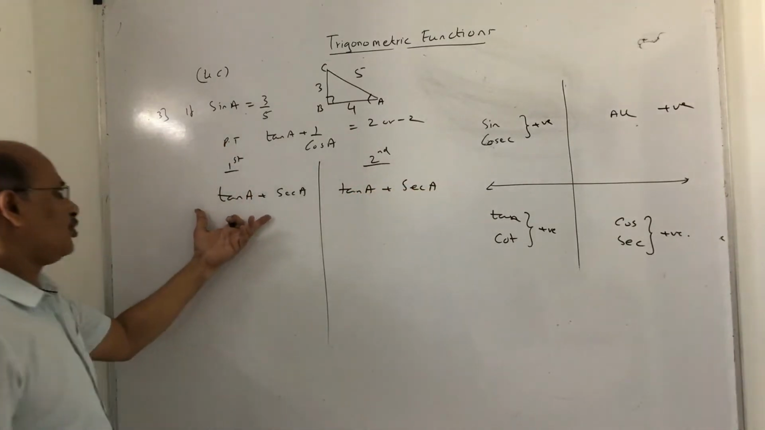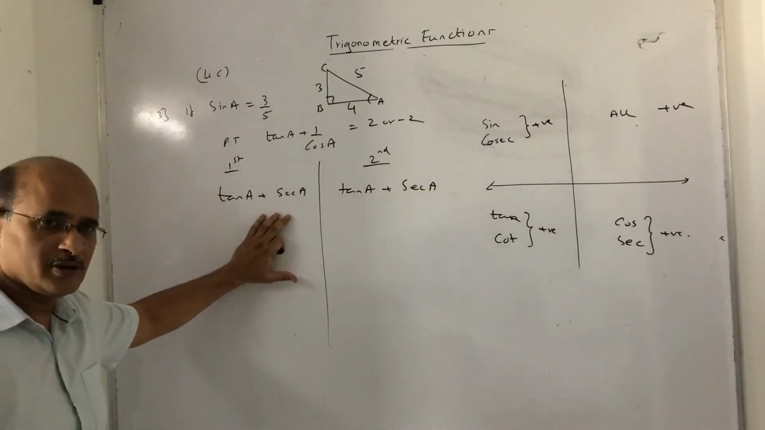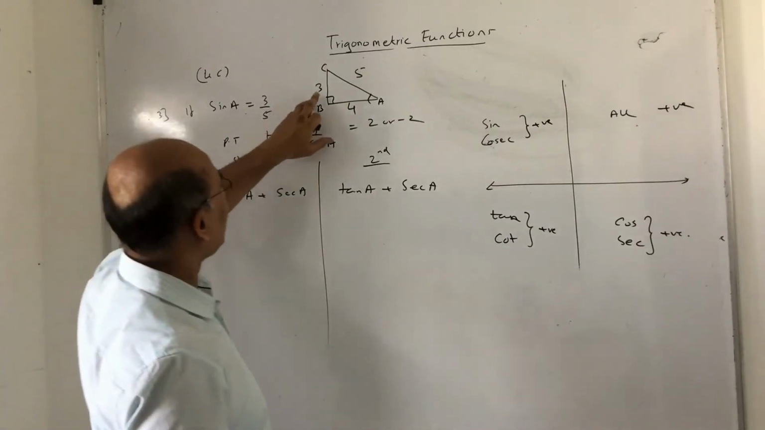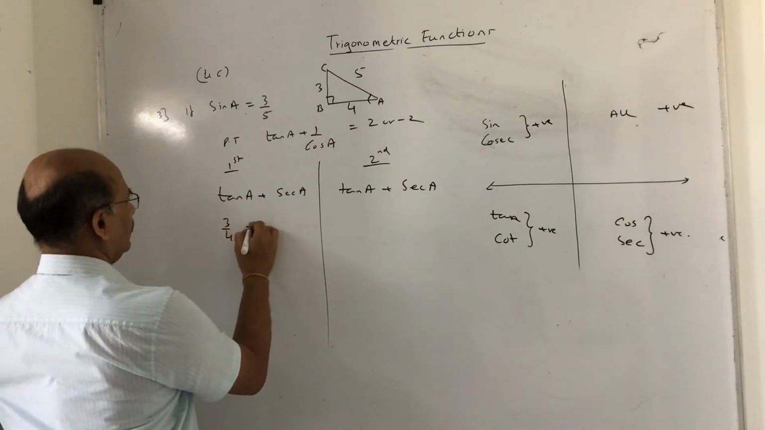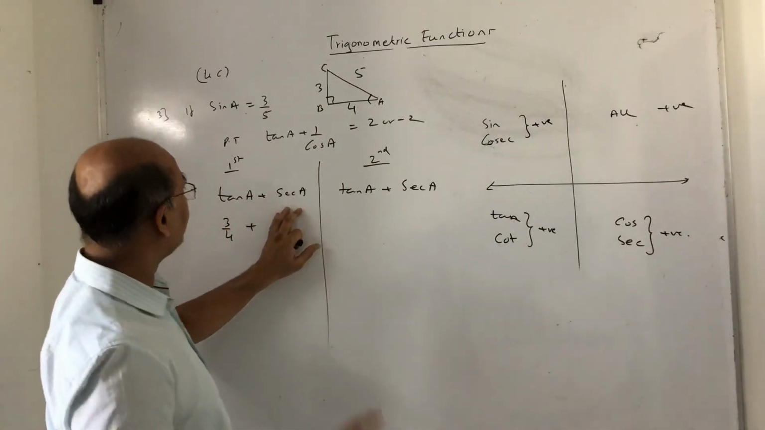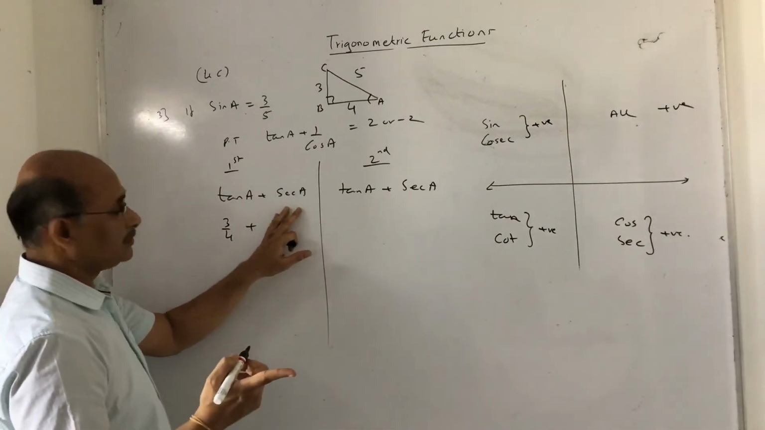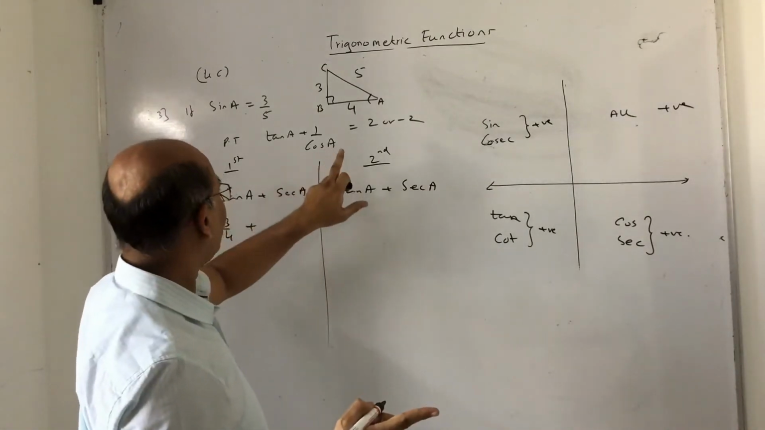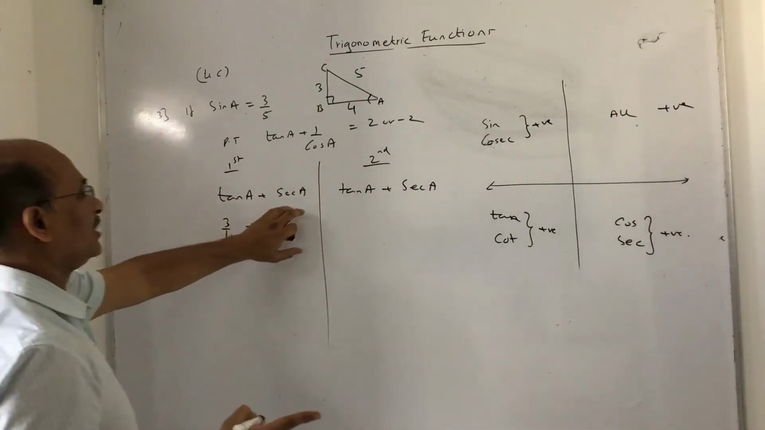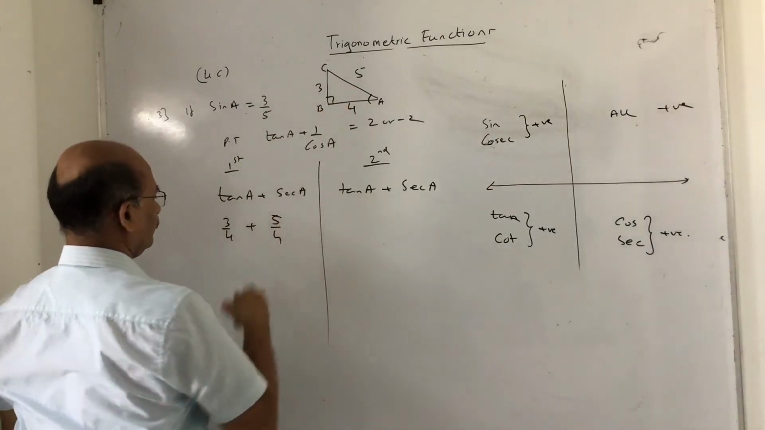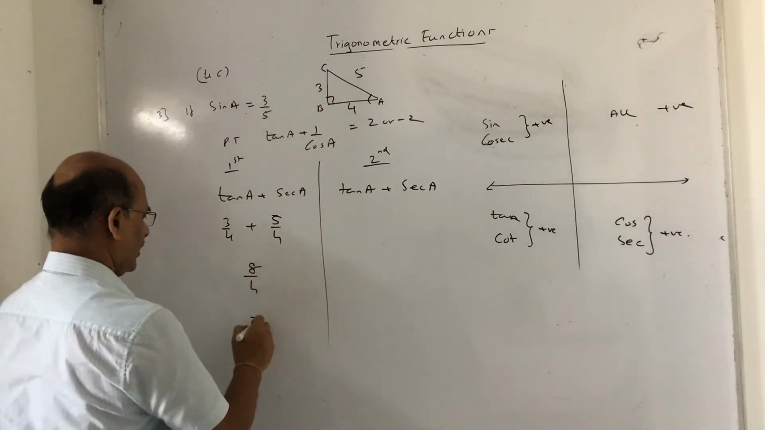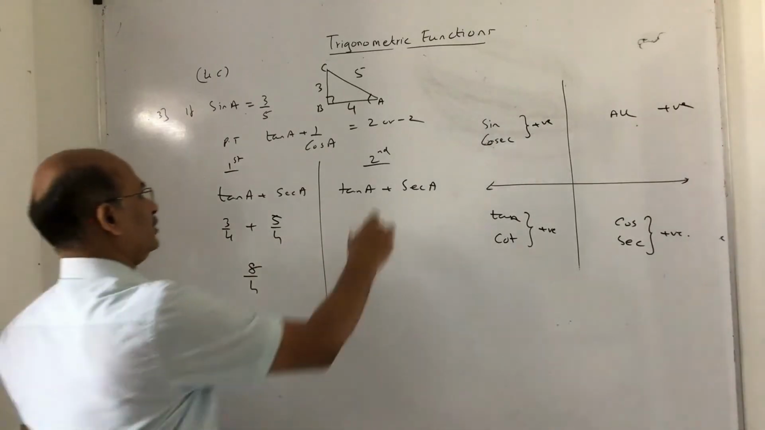Now, when I talk of the first quadrant, all the trigonometric ratios are positive. So tan A, what is tan A? Tan A is nothing but 3 upon 4 plus sec A. Sec A is the reverse of cos. So tan A is positive, sec A is positive. Sec A is the reverse of cos, that is 5 upon 4. How much does it come to? 8 upon 4. Answer is 2. You already got this.